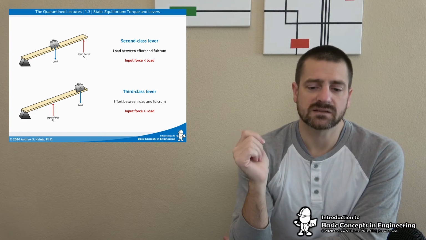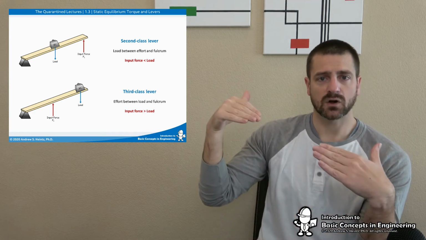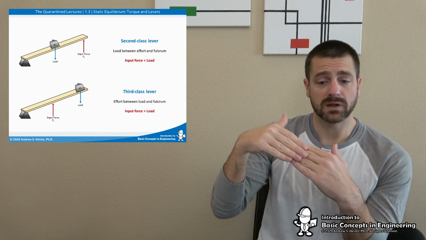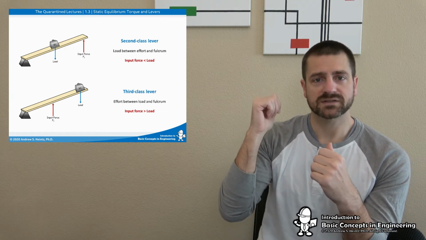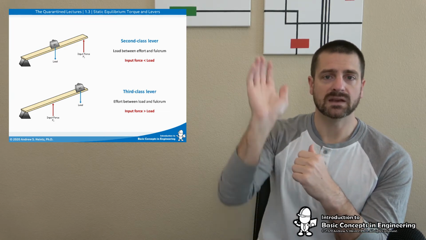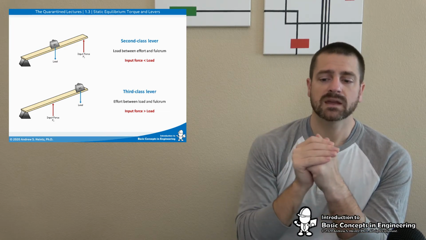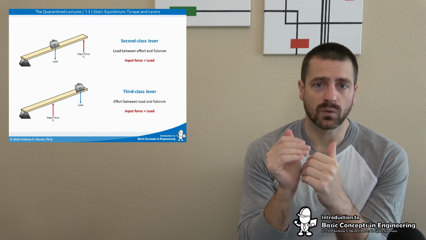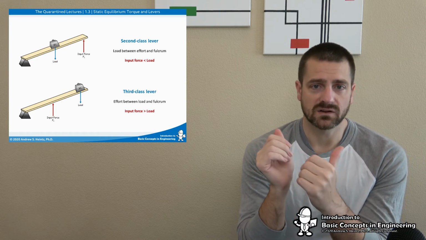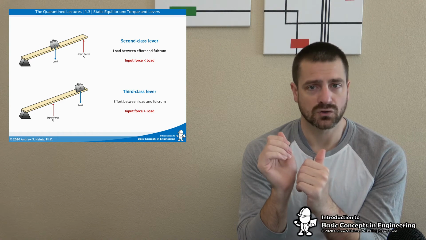A second class lever is, let's say we had a long board with a weight in the middle, and we were to go outside on the other side of the fulcrum and do some force to try to lift that. Okay, what you're going to find is that the input force is much less than the load, meaning that we could lift a larger load with less force.